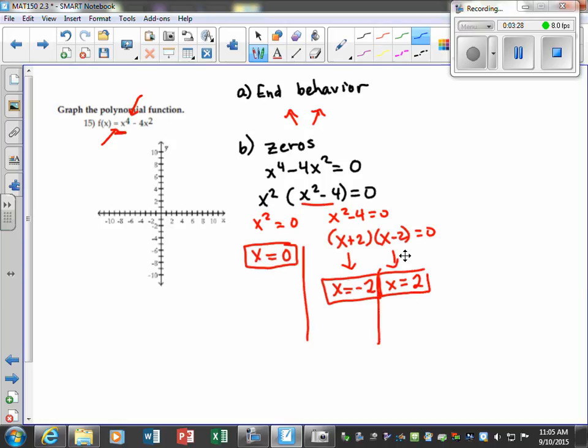Okay, what is the multiplicity of this one? Multiplicity of this one was 2. What's the multiplicity of this one? 1. There's a 1 there. If we don't see it, there's a 1 there. So this is multiplicity of 1.